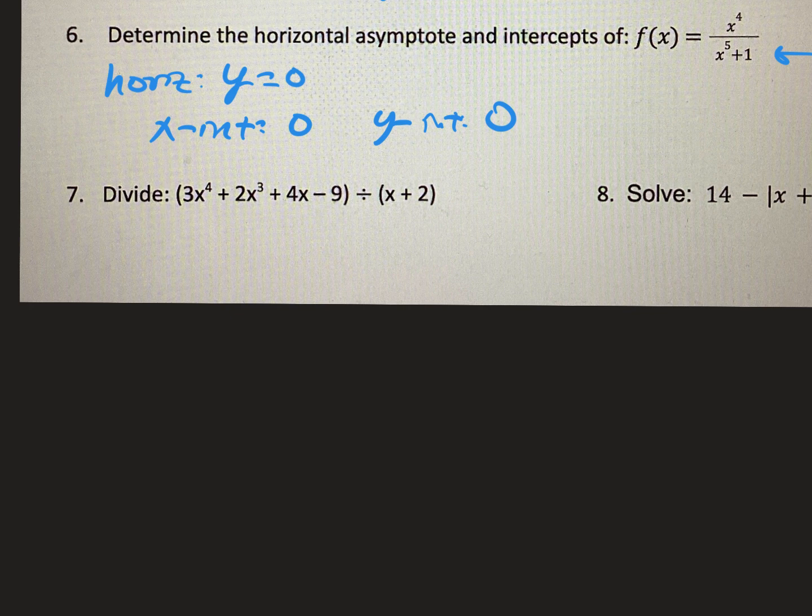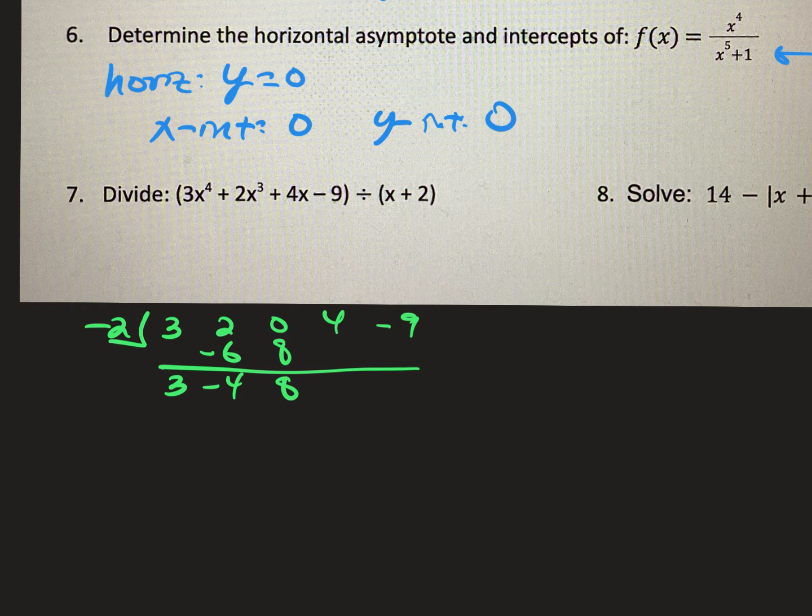Number 7, divide. Looking at that one, you can definitely do synthetic. That's what I'm going to do. I'm going to put a negative 2 in the box. Going with the 3, a 2, don't forget your 0, a 4, and a negative 9. And let's go. Bring down the 3, multiply, add, multiply, add, multiply, add, multiply, add.